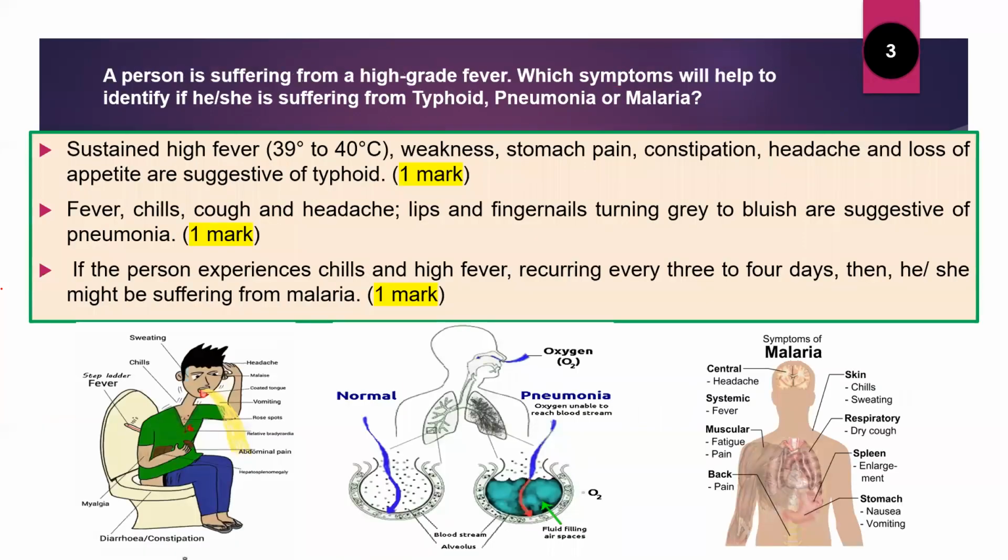Next, a person is suffering from a high-grade fever. Which symptoms will help to identify if he or she is suffering from typhoid, pneumonia, or malaria? First, sustained high fever, weakness, stomach pain, constipation, headache, and loss of appetite are suggestive of typhoid. Fever, chills, cough, and headache, lips and fingernails turning gray to bluish are suggestive of pneumonia. If the person experiences chills and high fever recurring every 3 to 4 days, then he or she might be suffering from malaria. However, please note, tests are required.